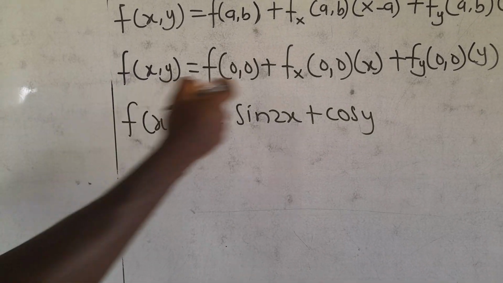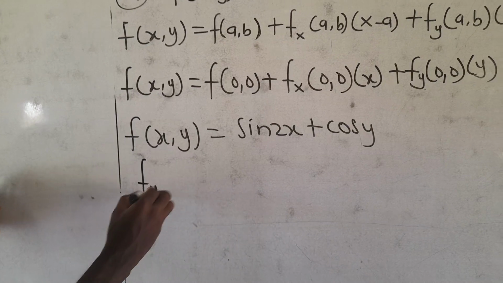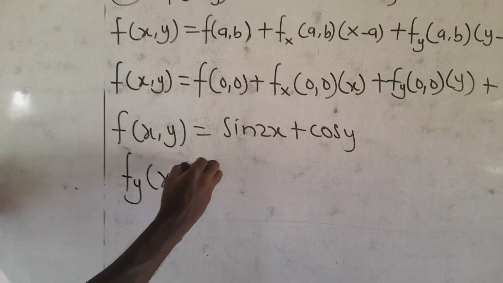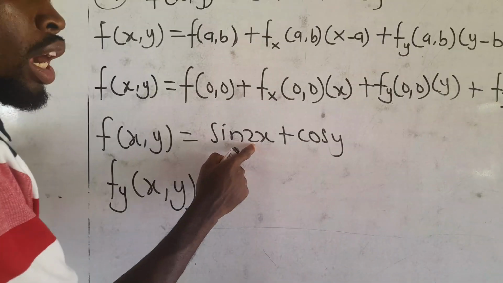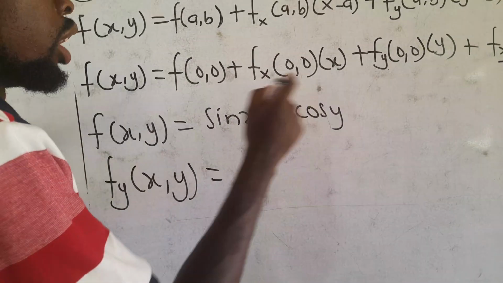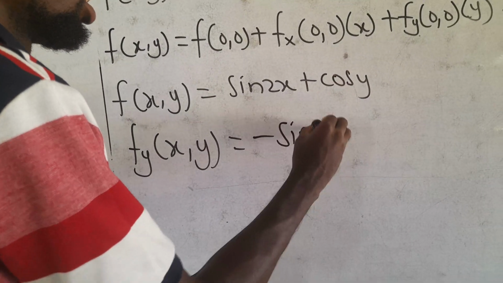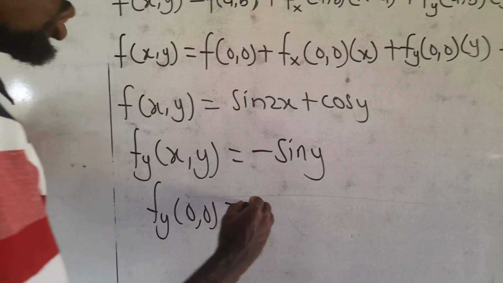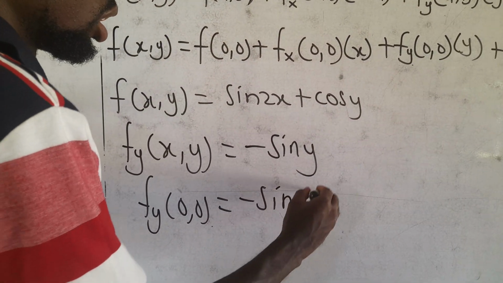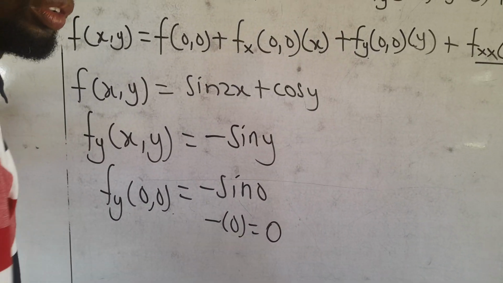So our next step is to find the partial differentiation of the function with respect to y centered at 0, 0. The partial differentiation of this function with respect to y. Since there is no y element there, the whole of that will be 0. The differential of that will be 0. Then the differential of this will be negative sine y. So centered at 0, 0 will be equal to negative sine 0. And sine 0 is 0. So this will be 0.